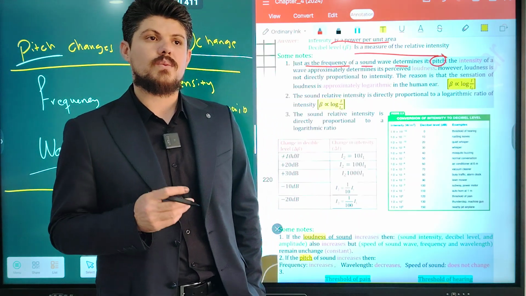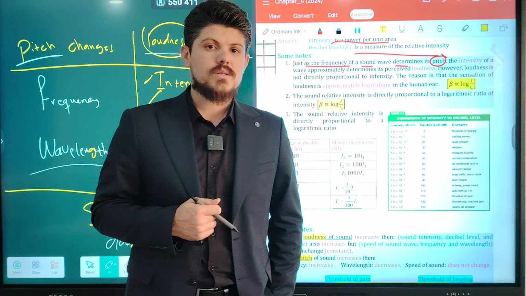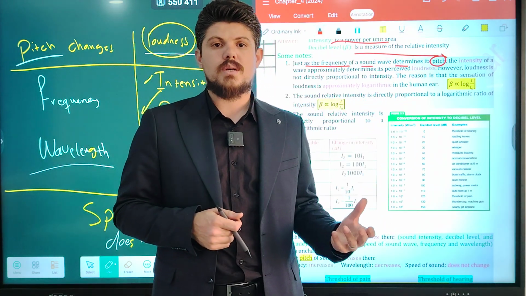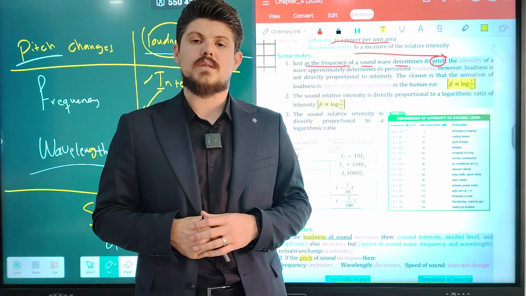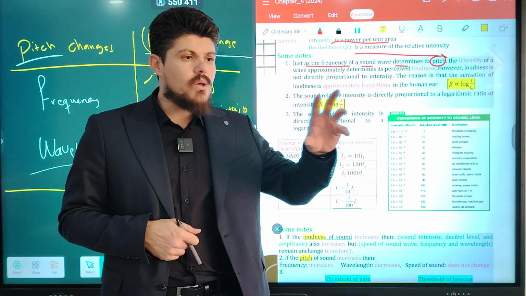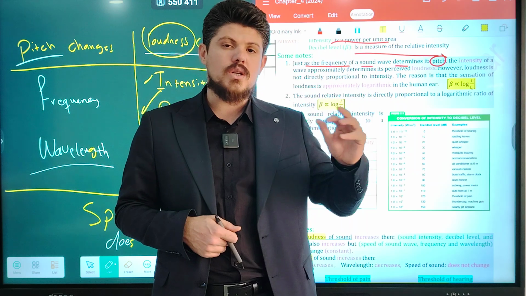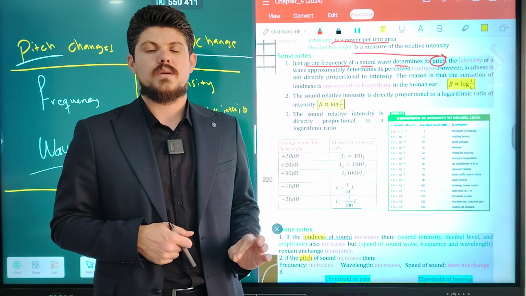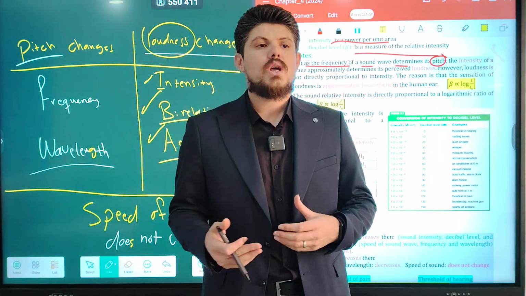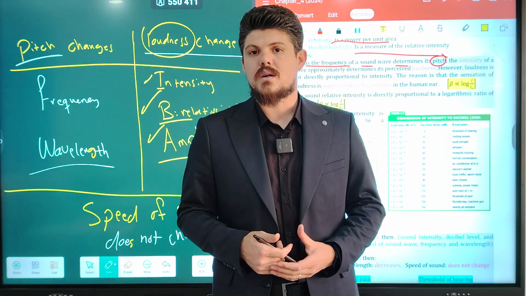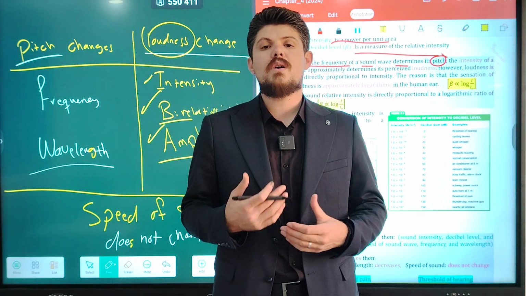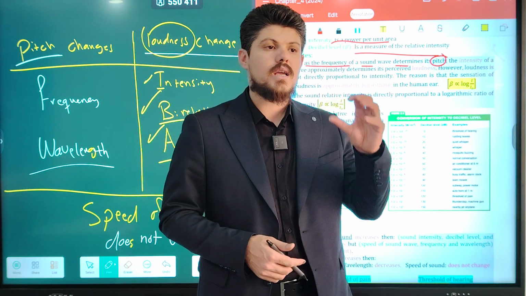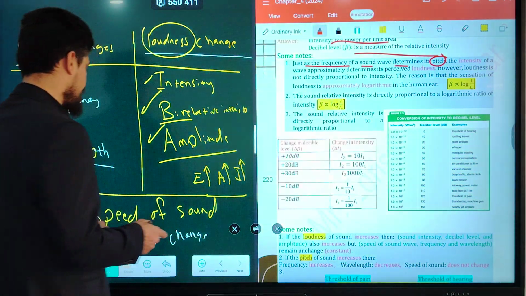For example, when you are sitting in an orchestra, it has many instruments. All instruments have a variety of frequencies and wavelengths. But the sound from all instruments reaches our ears at the same speed. The frequency of the piano is different from the frequency of the guitar, and their wavelengths are also different, but they all have the same speed in a given medium at a given temperature.